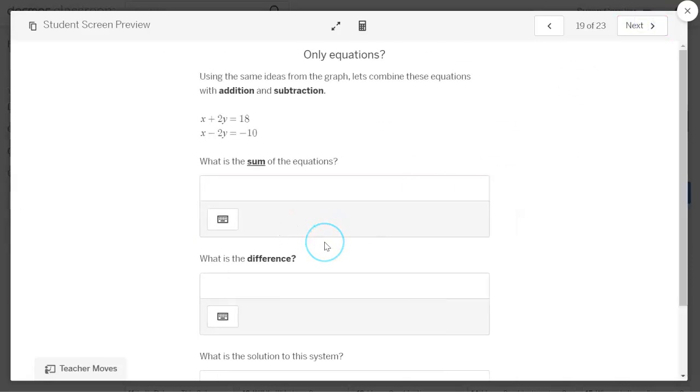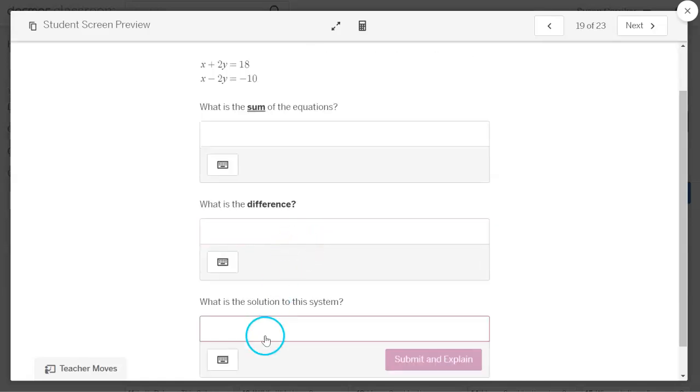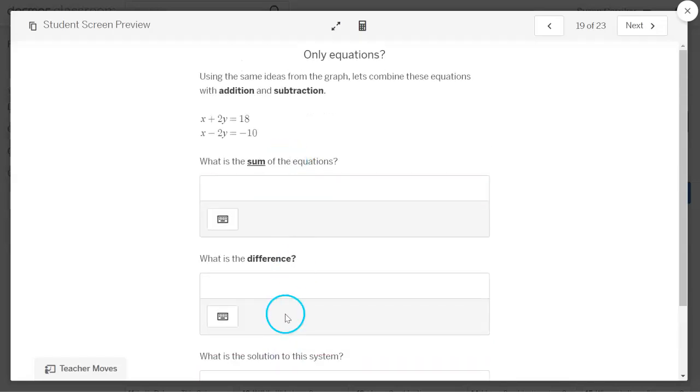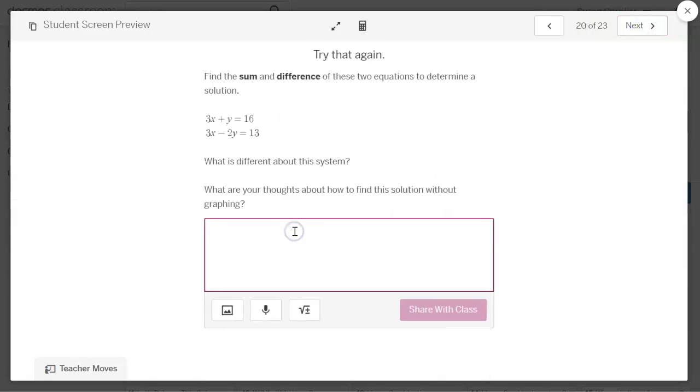And then finally, we're going to use the same concept to do this problem. Add the equations, subtract the equations. Can you tell me what the solution is? And then how would you could even talk about it on the last one. How would you get that from what you just did? And then here we're doing it again, sum and difference.